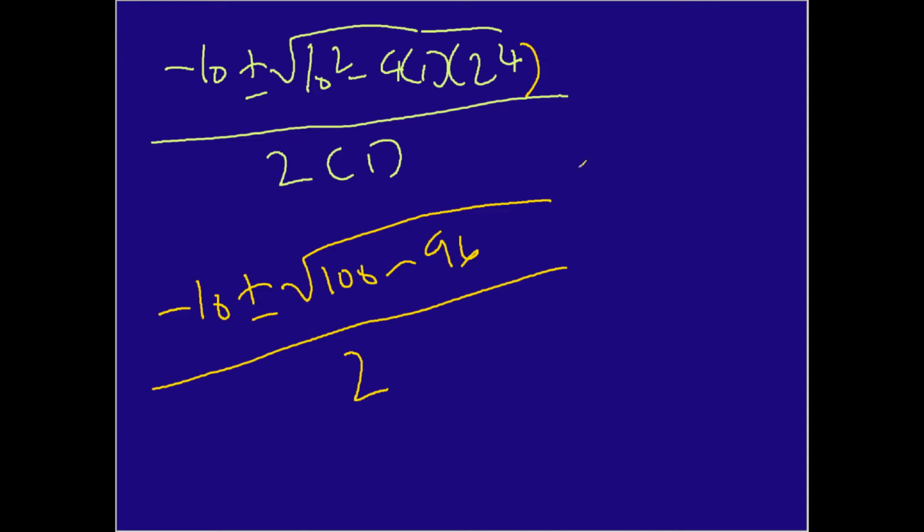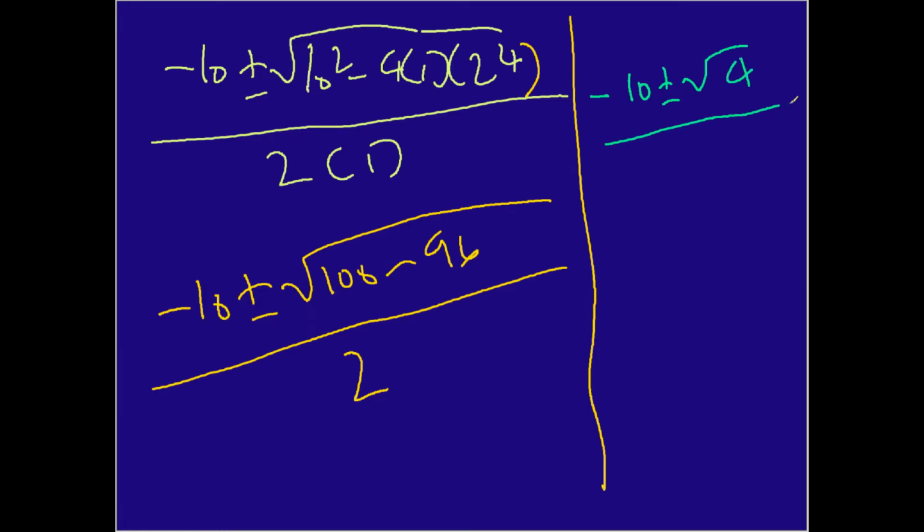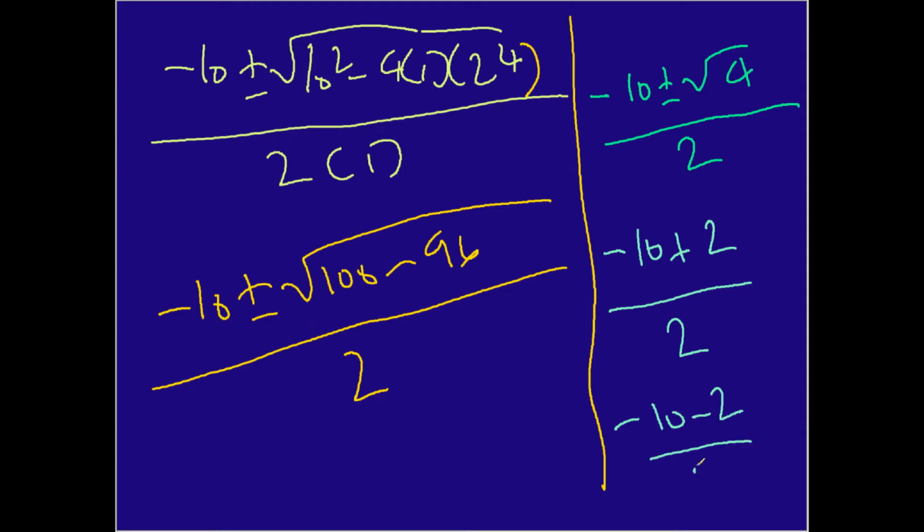So what we end up with, let me just draw a nice little line here, is the following. We end up with minus 10 plus or minus the square root of 100 minus 96, which is 4, all this over 2. We're getting closer here. And then when we simplify it even more, the square root of 4 is going to be 2. So minus 10 plus 2 over 2. And then our other answer is going to be minus 10 minus 2 over 2.